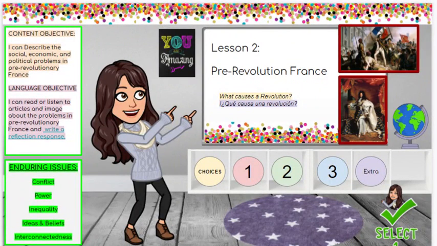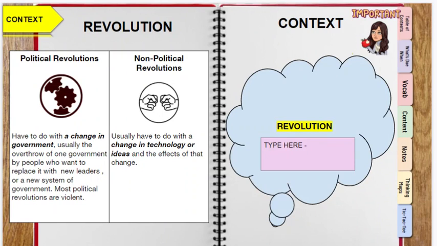Hello everybody, so just doing a quick video overview on pre-revolutionary France. So looking to describe the social, political, and economic problems that existed in France before the revolution began. So here, just a quick little overview.